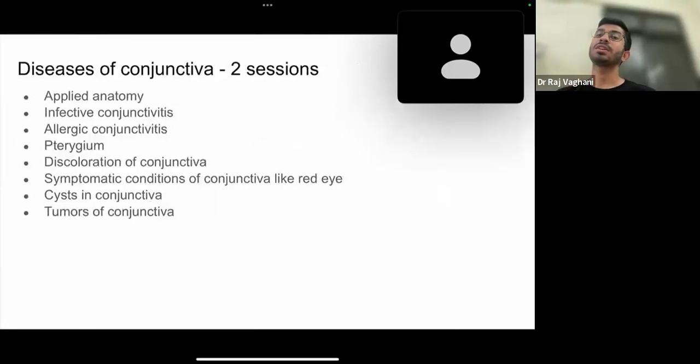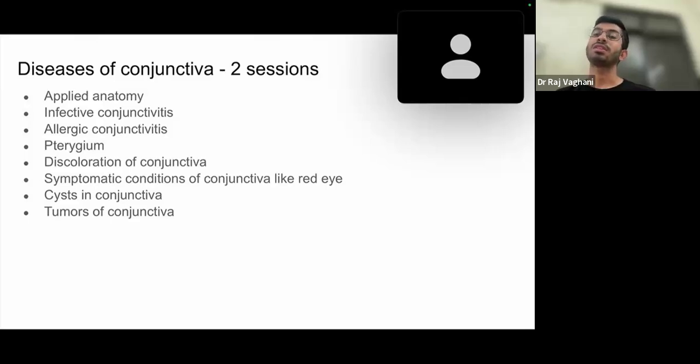In the further class we'll discuss the diseases of the conjunctiva. What is the conjunctiva? Where is it located? What part is known as the conjunctiva? It will be dealt with in two sessions. First of all, we'll deal with applied anatomy, the anatomy of the conjunctiva, which is very important to study conjunctival disorders.